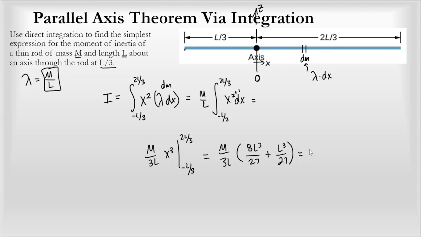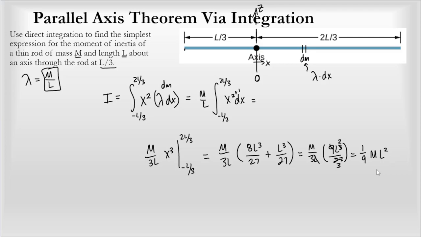So when we multiply and add all this together in the parentheses, we get 9L cubed over 27. You can reduce that to a 1/3. I'm going to note that this L cancels with one of these L's. I'm left with an L squared. So overall, when we simplify, there is a 1/3 in here, and then I multiply a 3 times a 3, so I get 1/9 M L squared.